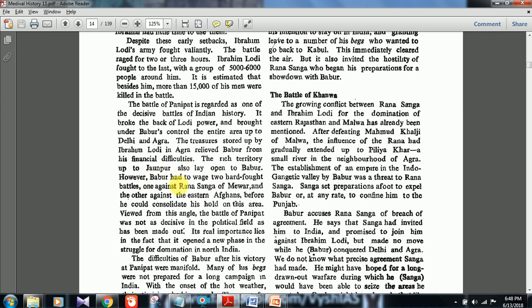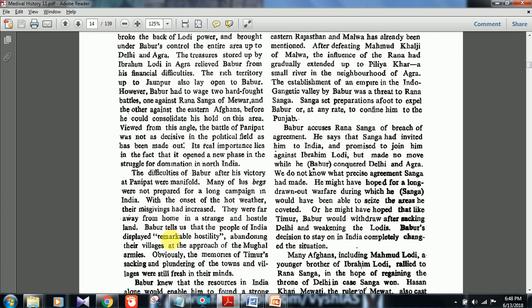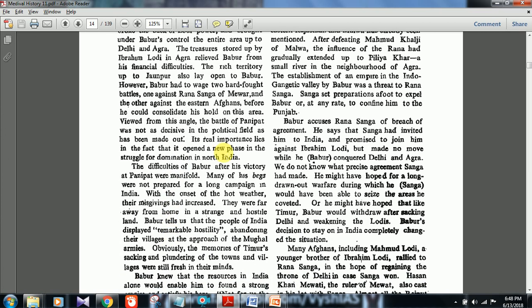However, Babur had to wage 2 hard-fought battles, one against Rana Sangha of Mewar. See, this person only invited Babur, and now they both are going to fight with each other. And the other against the eastern Afghans, before he could consolidate his hold on the area. So after Panipat, 2 more important battles are there. Viewed from this angle, the Battle of Panipat was not as decisive as the political field has been made out. So even though Panipat is remembered in history, these battles are also important. Its real importance lies in the fact that it opened a new phase in the struggle for domination in North India.